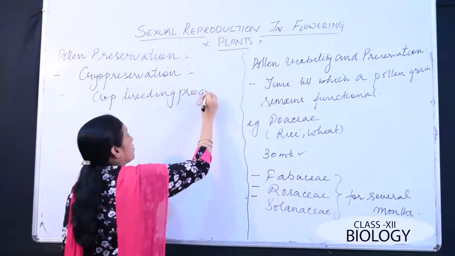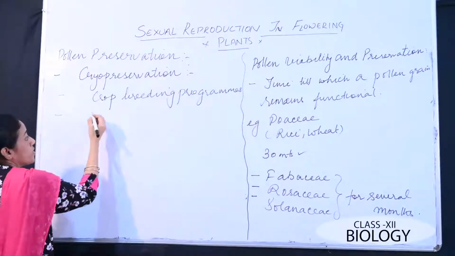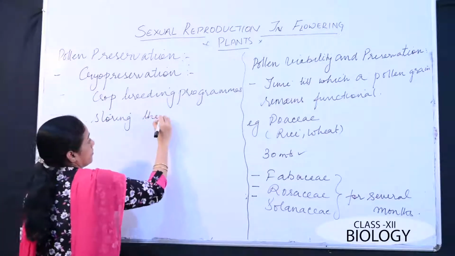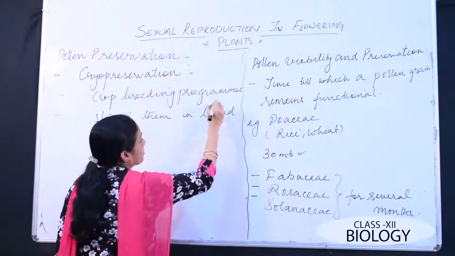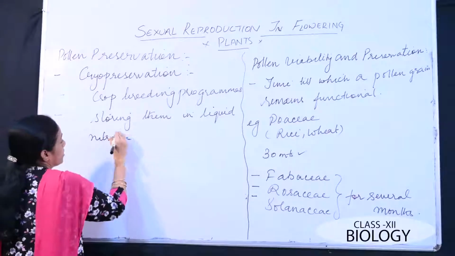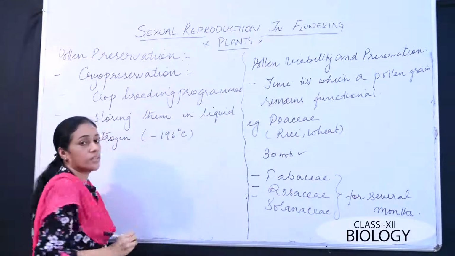They can be preserved. How can they be preserved? They can be preserved by storing them in liquid nitrogen so that they don't get spoiled. In liquid nitrogen, and what is the temperature? Minus 196 degrees Celsius.